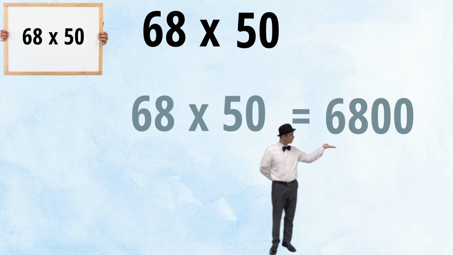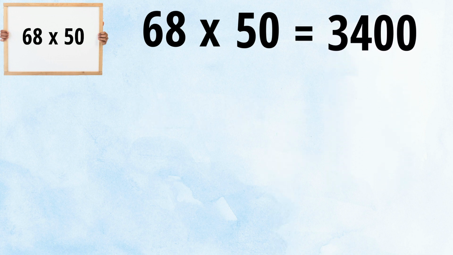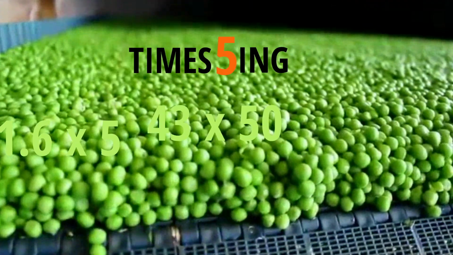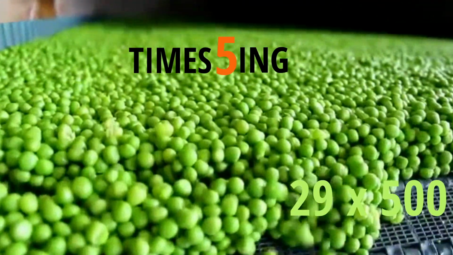Half of 6,800 is 3,400. So 68 times 50 is 3,400. Get into the habit of using TIMES-5-ING and you'll find multiplying by 5, 50 and 500 becomes easy peasy.